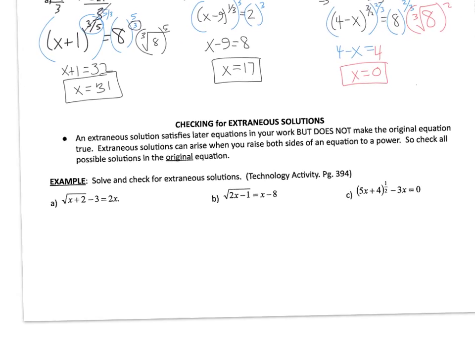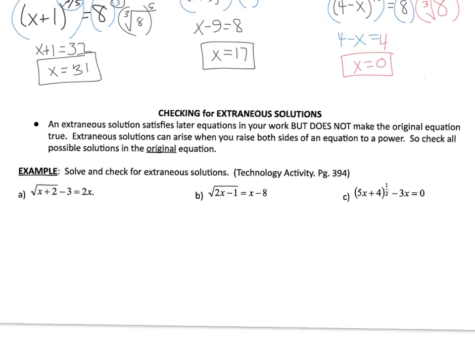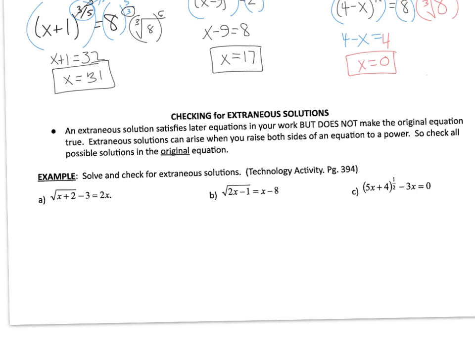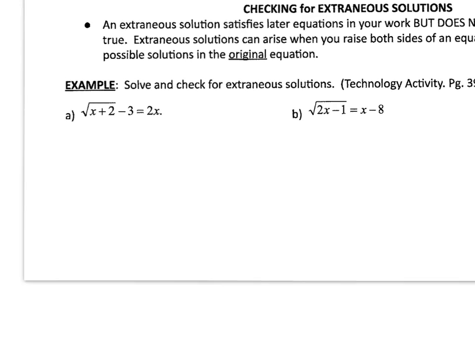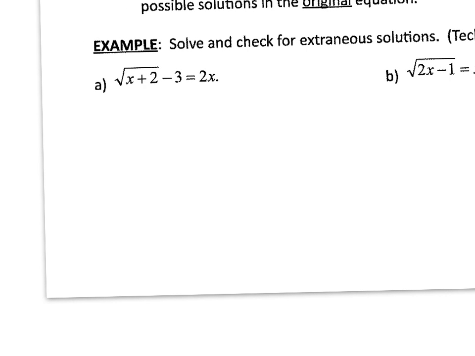Okay, extraneous solutions. An extraneous solution satisfies your work while you're doing the equation but does not work in the original equation. Extraneous solutions can arise when you raise both sides of an equation to a power. So check all possible solutions in the original equation. So what I'm going to do is isolate the radicand. So this is going to be 2x plus 3.